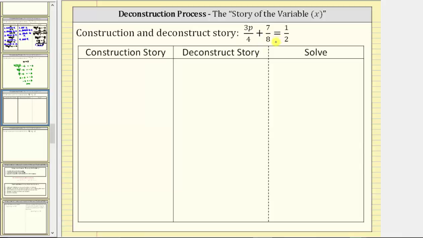We are asked to solve the given equation using the construction and deconstruct story. Let's begin with the construction story, which means we begin with the variable p and then list the operations that create the given equation. Looking at this first term, notice how we have 3p in the numerator, which means 3 times p, and therefore the first step in the construction story is multiply by 3.